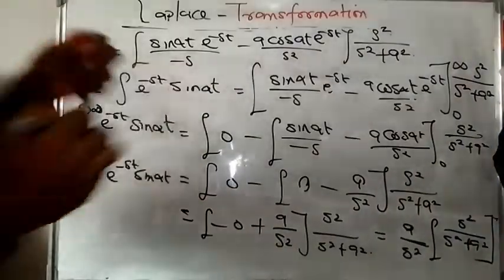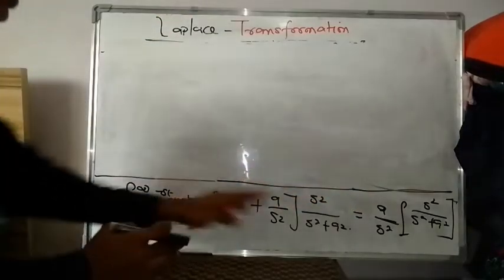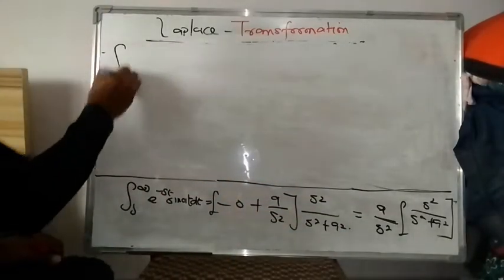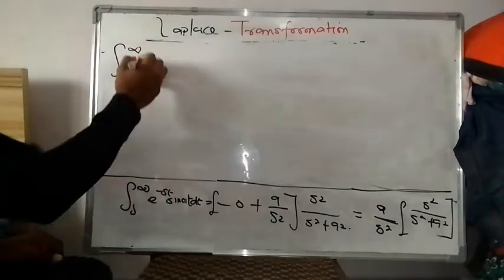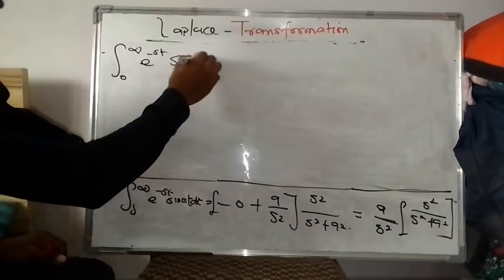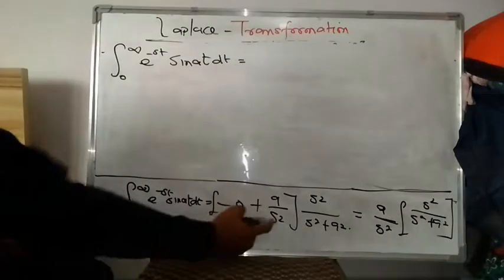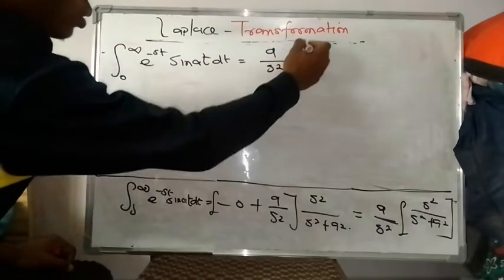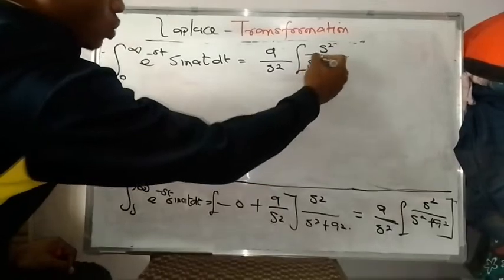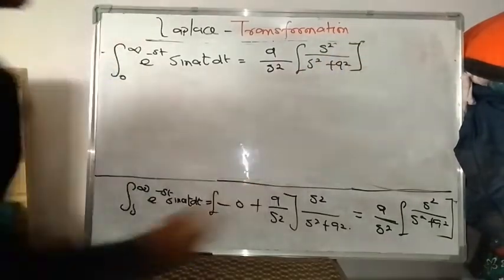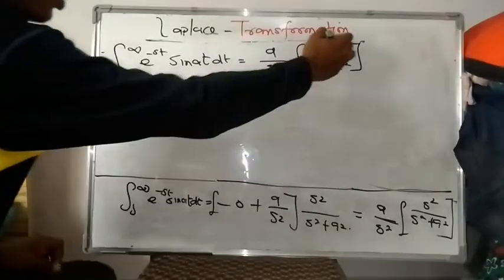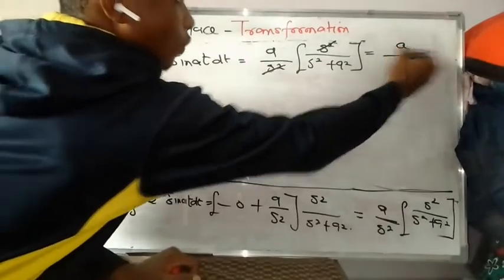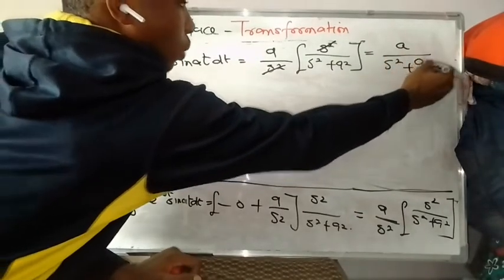So I'm going to write this, taking this up here, because remember this is the last point where we stopped, so I'm going back to the top part. Taking this up here, we have the integral from 0 to infinity of the exponential minus st sine at dt, which is equal to a divided by s squared, open bracket, s squared divided by s squared plus a squared. You can see that s squared will cancel s squared, so this gives me a divided by s squared plus a squared.